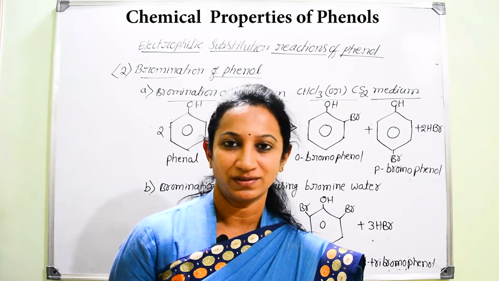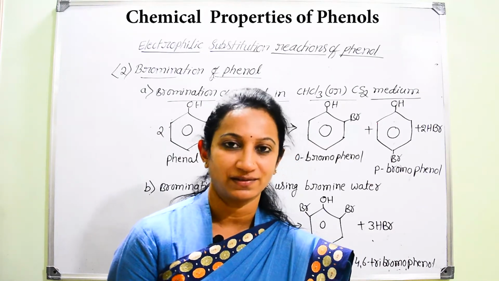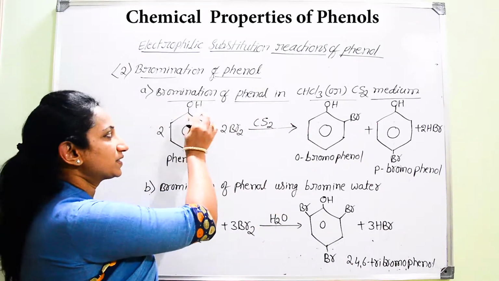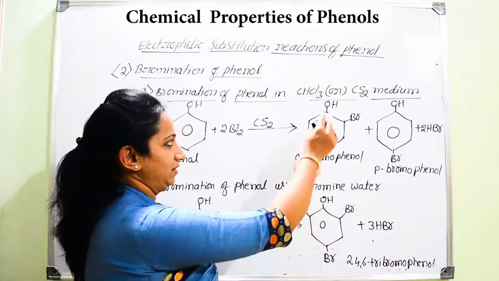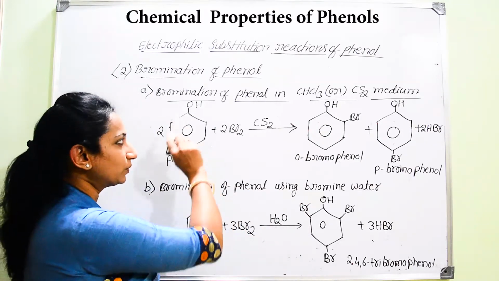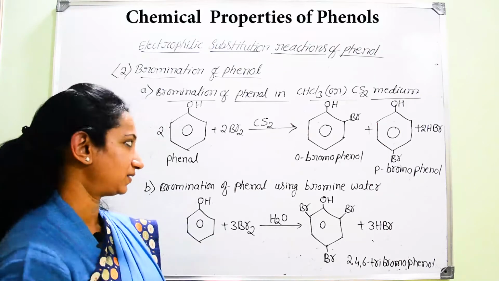Now we can go for the second type of electrophilic substitution reaction of phenol. That is bromination. As the name itself indicates, we are going to substitute bromine on the phenol. Now once you go for this bromination, we can conduct the bromination of phenol by two methods.